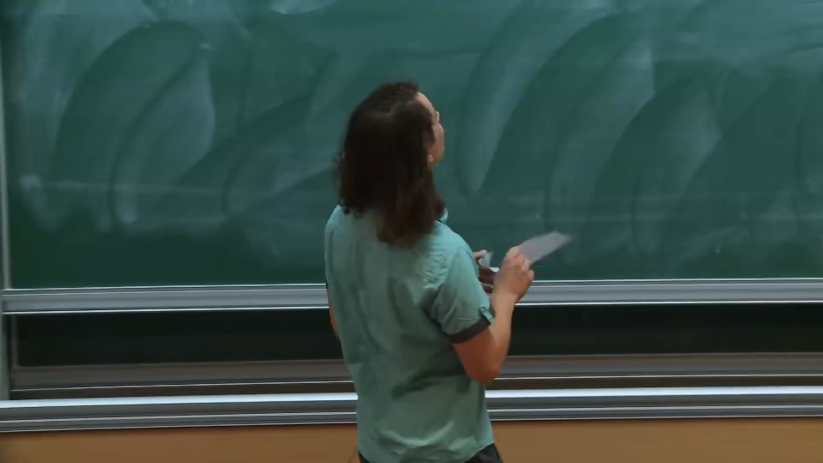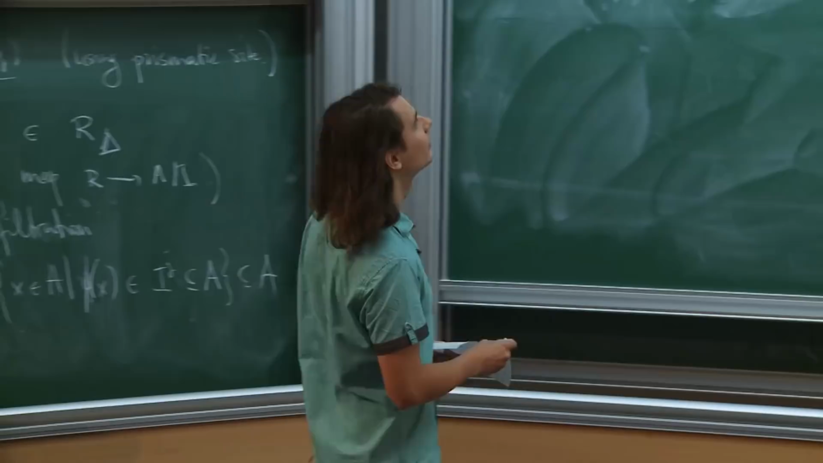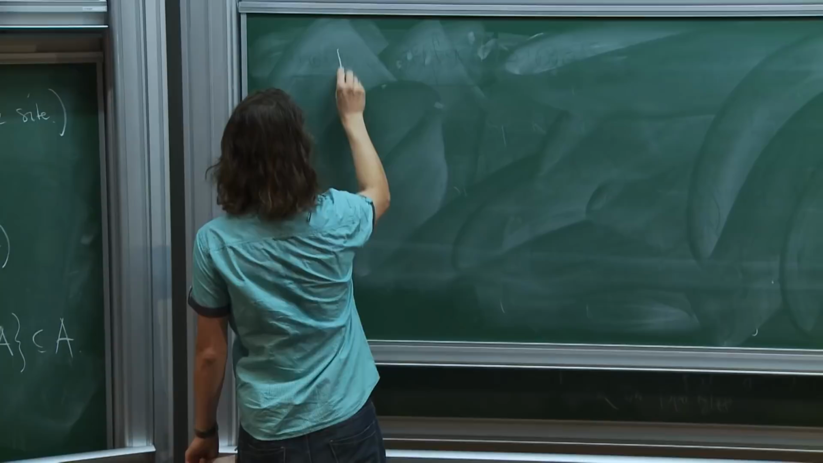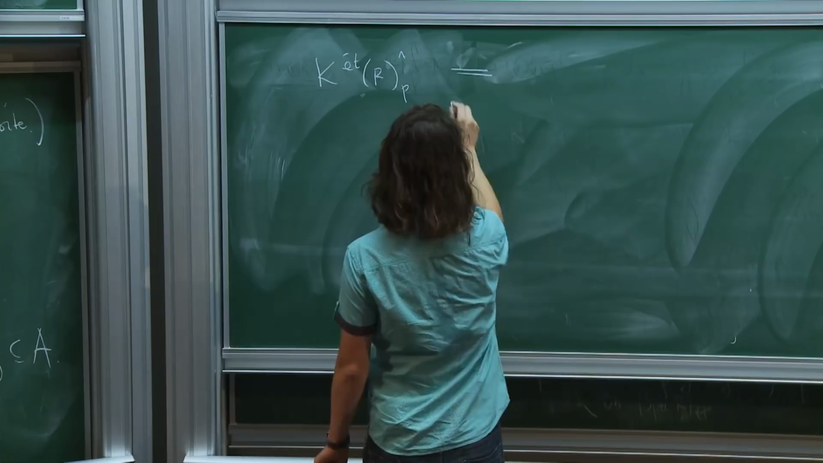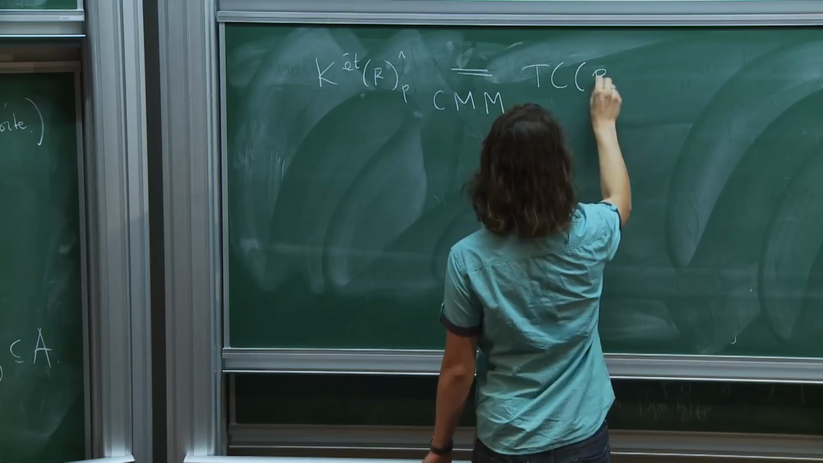Should I give sketches of this, or should I say something about what I want to use this for? Well, let me give a very brief idea. By the theorem of Clausen, Mathew, and Morrow, this can be computed in terms of something else called the topological cyclic homology of R.